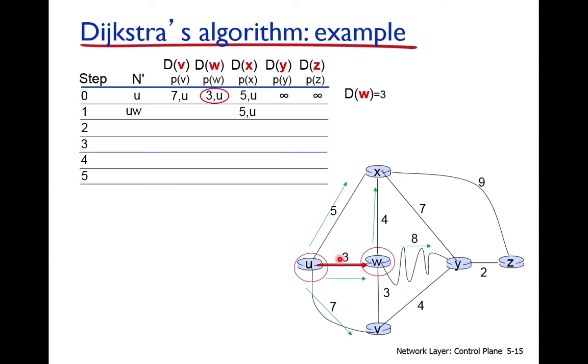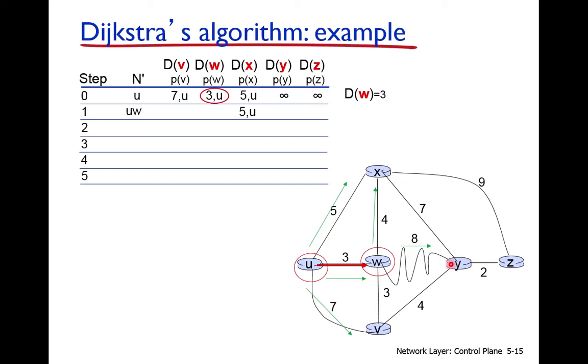In the previous case, 3 plus 4 was 7 and the present value was 5, so we maintain the lowest one and the present value is kept unchanged. In this case, from W to Y, the distance from U to Y is 11: 3 from U to W and 8 from W to Y. The present value from U to Y is infinite, so the newly explored value is less than the present value. So this value will be replaced by 11.